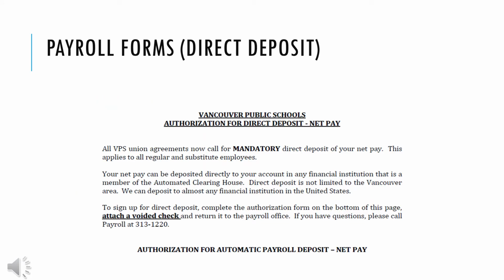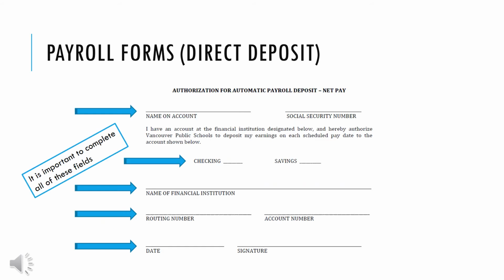All district employees are required to sign up for direct deposit. Please complete all of the highlighted fields on this form. It is important to make sure that your routing number and account number are correct. If you can, please attach a voided check or direct deposit slip from your financial institution, although it's not required.